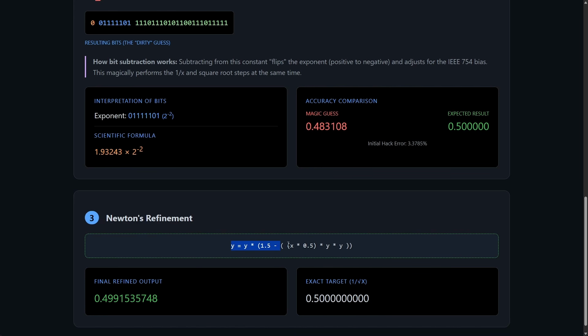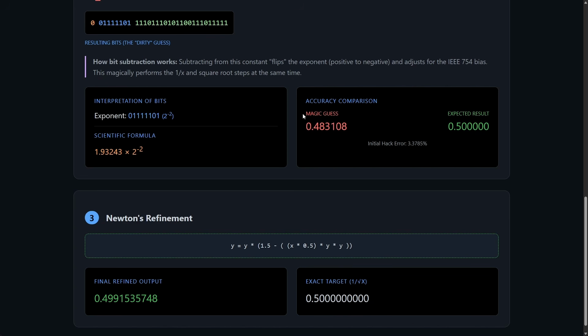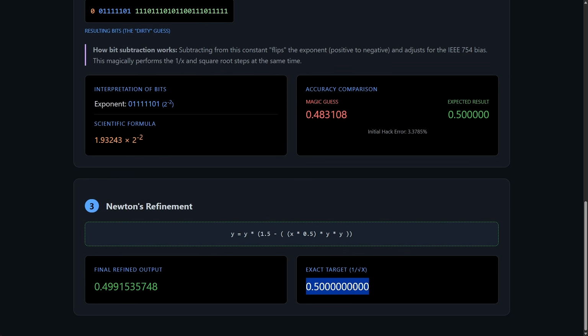Just see that there is one more line in the Quake 3 Arena code. It's exactly this one here. And actually there is a second line of the same. Developers noticed that this can be removed. It is no longer needed because it refined our value so well that we only have to do it once. So we run our magic guess one time through the Newton's refinement, and then our final output is 0.499, and that is very close to 0.5. And this is what the fast inverse square root is doing in Quake 3 and apparently in other games as well.